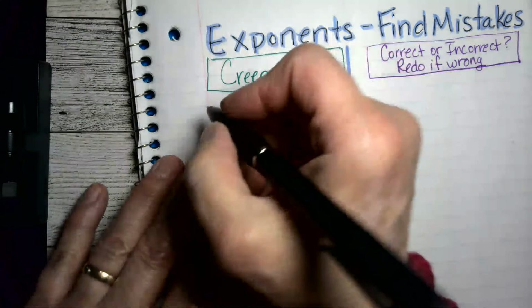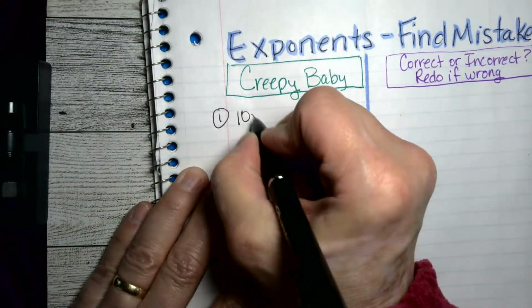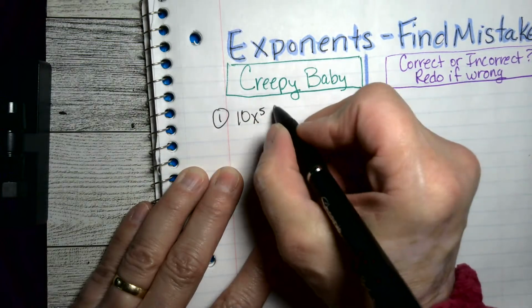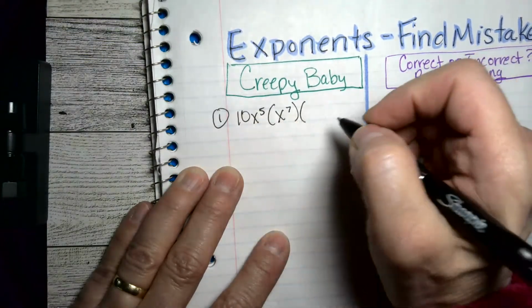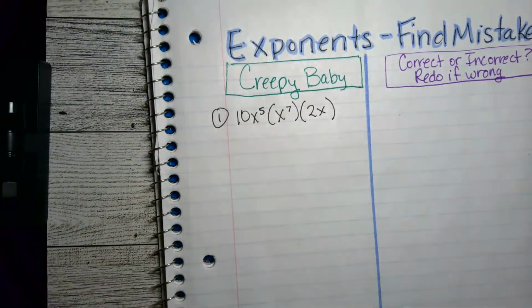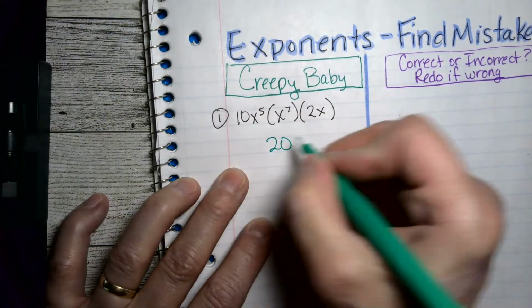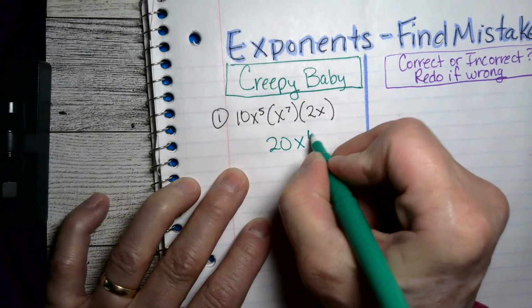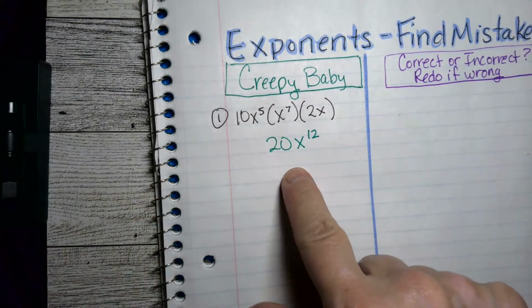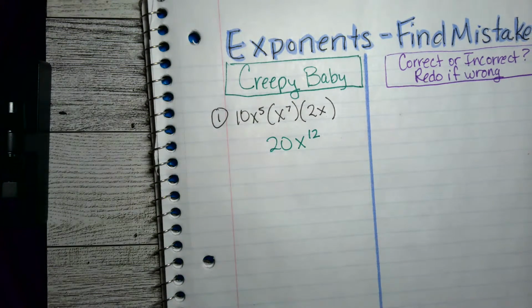Here we go. Number 1. 10x to the 5th times x to the 7th times 2x. So you have to do, well, I'm going to show you Creepy Baby's answer. She put 20x to the 12th. You have to decide if that's correct or not. And if it's not, you have to redo it. Here's a big hint. There's only a couple of these that are correct today because I need you to practice finding your own mistakes before you give me something to grade.